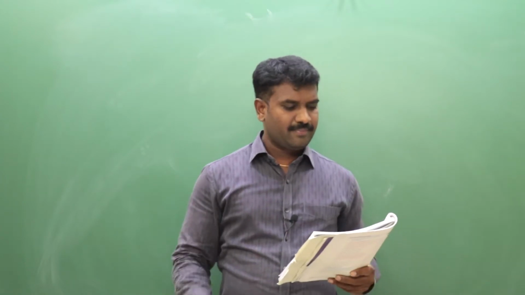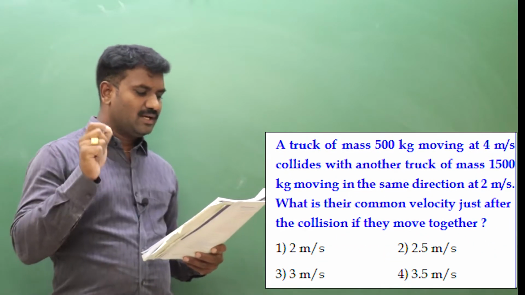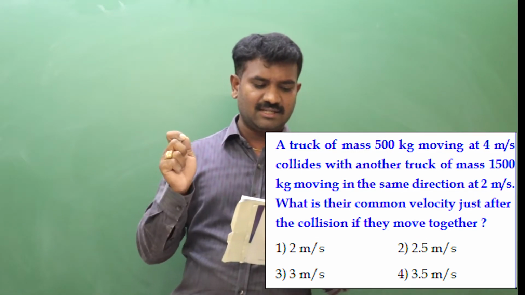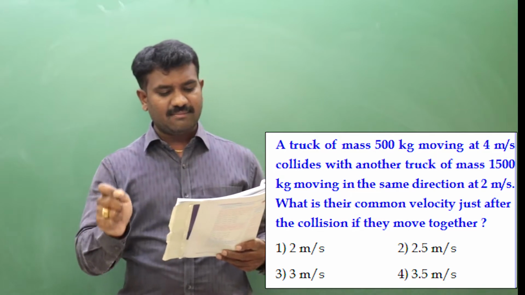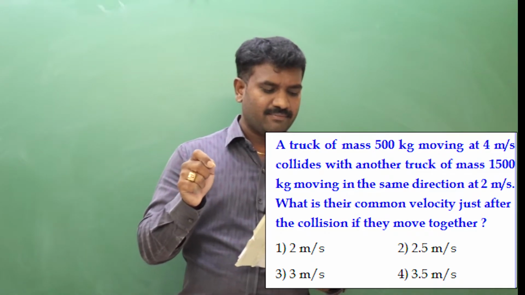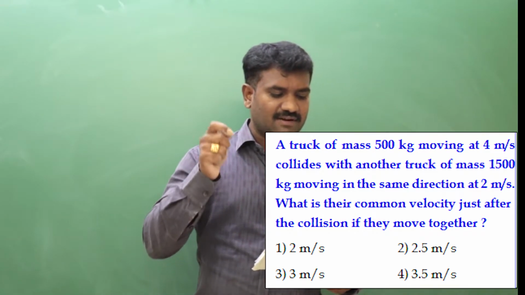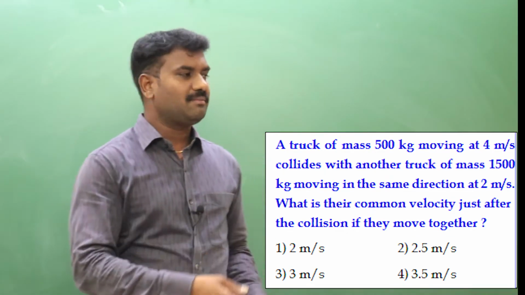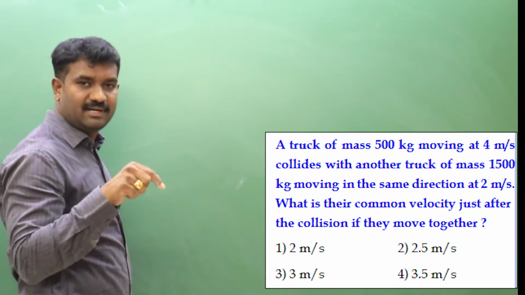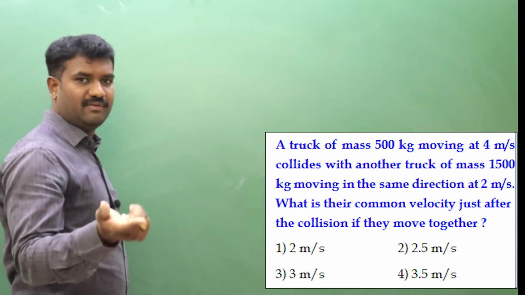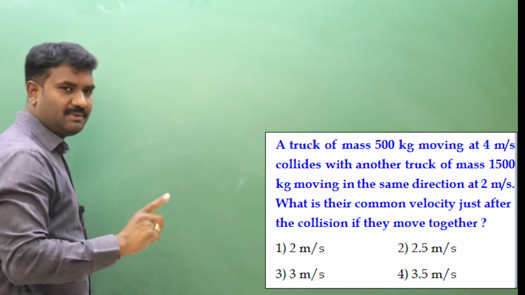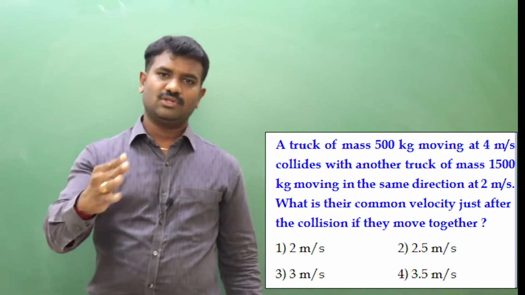Students, very interesting problem. Look into this. See here what is written on the screen. A truck of mass 500 kg moving at 4 meter per second collides with another truck of mass 1500 kg moving in the same direction at 2 meter per second. What is their common velocity just after their collision? Same problem. In the previous problem, this wagon was at rest, but in this problem both are moving. That is the only difference. Formula is same, m1 u1 plus m2 u2 by m1 plus m2. I am not going to solve this problem, you do it.